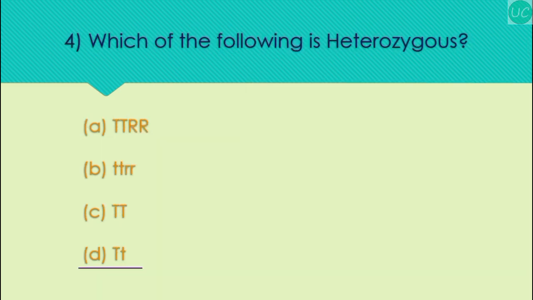So the correct option is D, that is capital T for dominant allele and small t for recessive allele. Rest of the options are homozygous, that is either they are having the dominant allele in form of a capital alphabet, like in example A, that is capital T, capital T, capital R, that represents the dominant alleles, and in option B small t, small r represents recessive allele, and in C the capital T again represents the dominant allele. So they are all homozygous, but in D the option the capital T is for dominant allele and small t is for recessive allele. So the correct option is D, that is heterozygous.